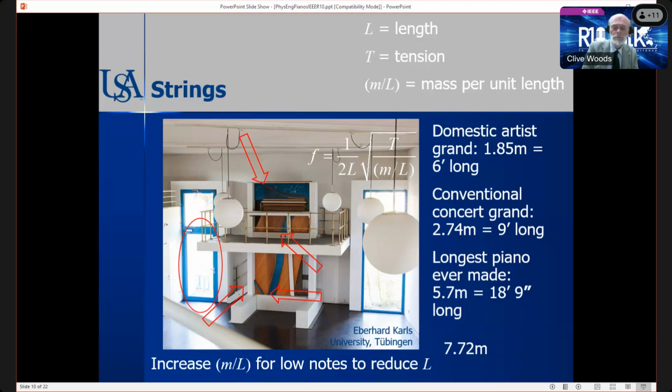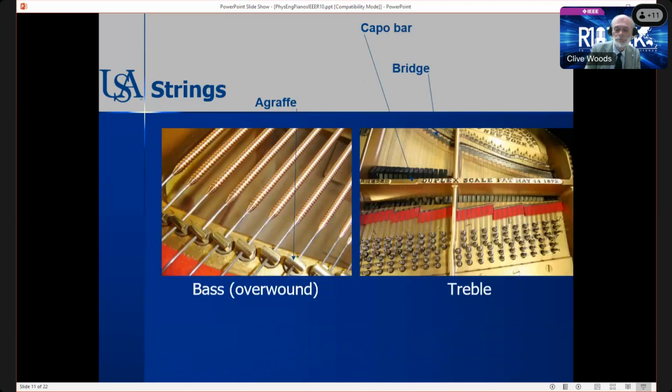for any piano that's ever been made, we have to increase the linear density for the low notes in order to reduce the length of the lowest note to a manageable value. And the way we do that, and those of you who know pianos will know that the bass strings are basically steel cord, and you can see close up there of bass strings on the left, and they're overwound with copper wire. That increases the mass per unit length.